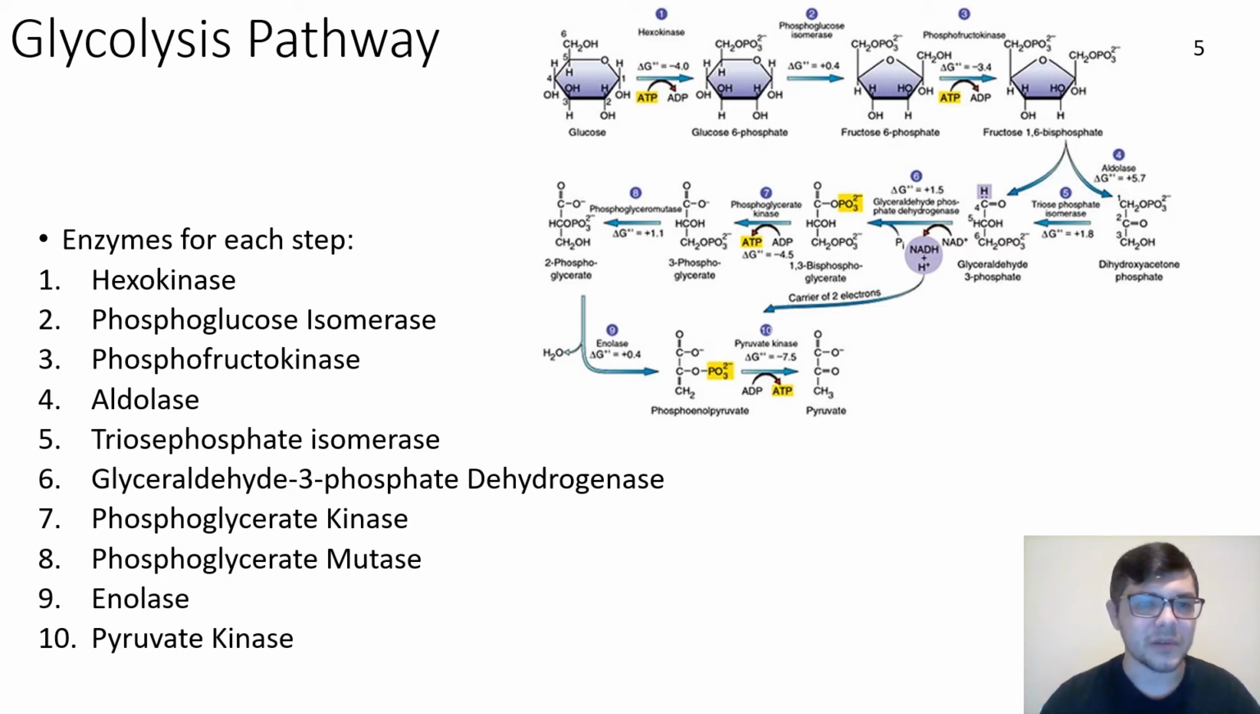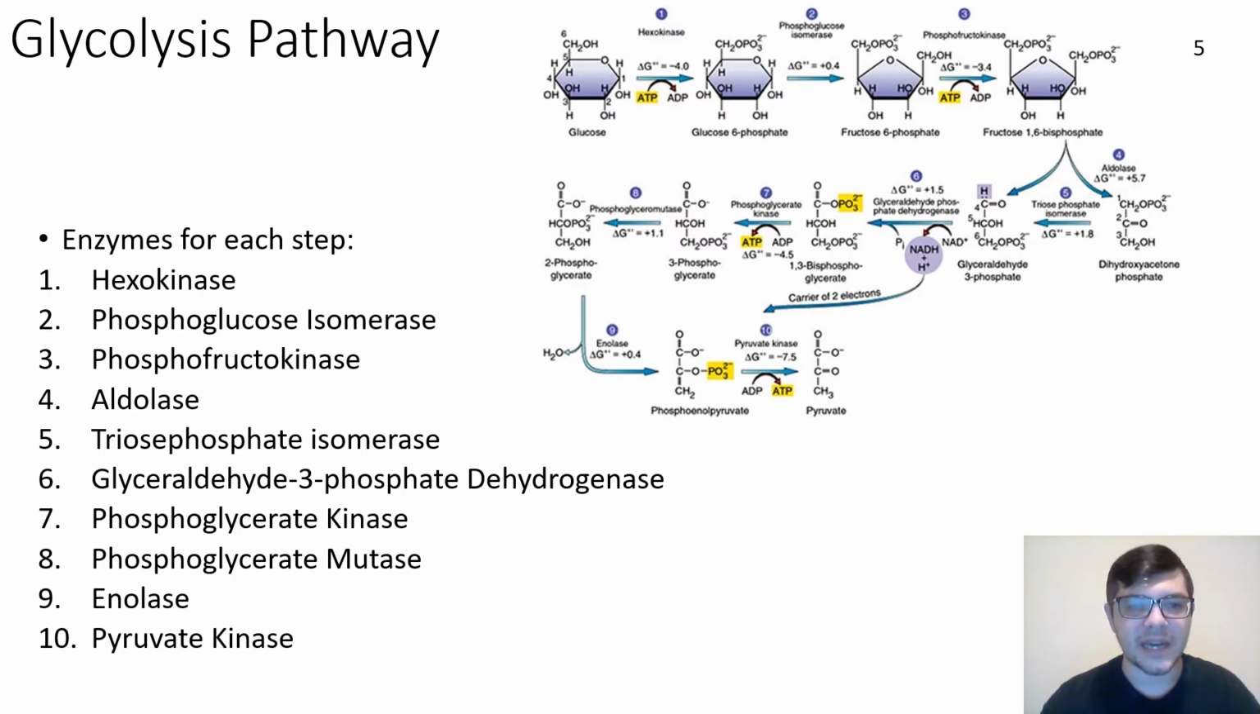Well, then 2, phosphoglucose isomerase. So you're just making an isomer, basically moving parts of the molecule around. Step 3 is the phosphofructokinase. Again, step 3, we are adding a phosphate group.